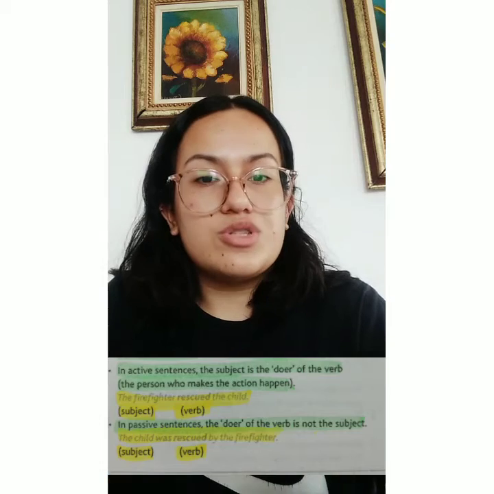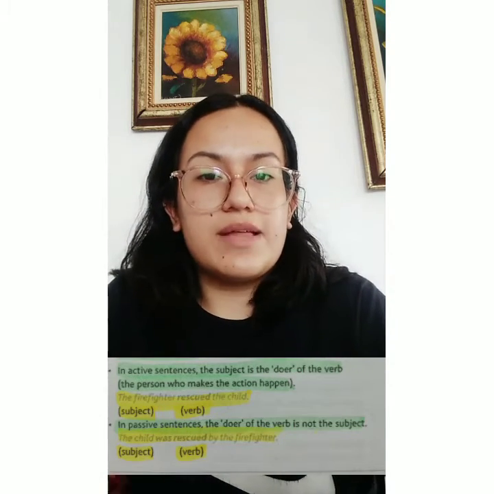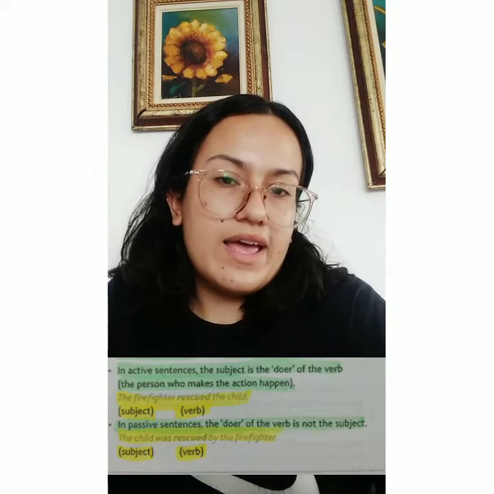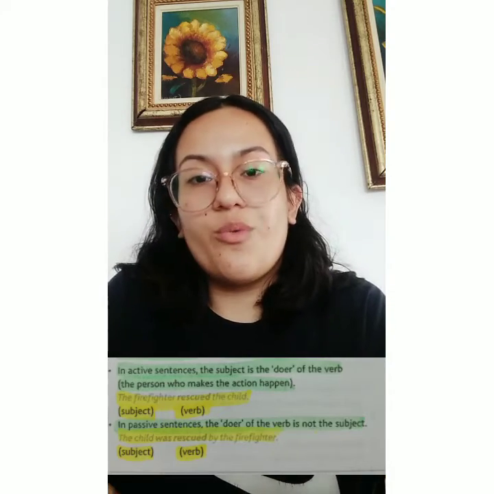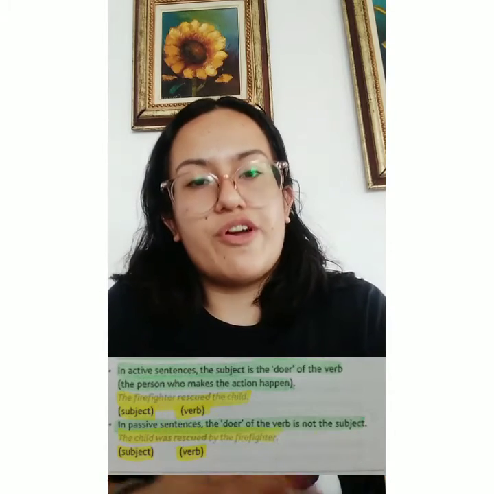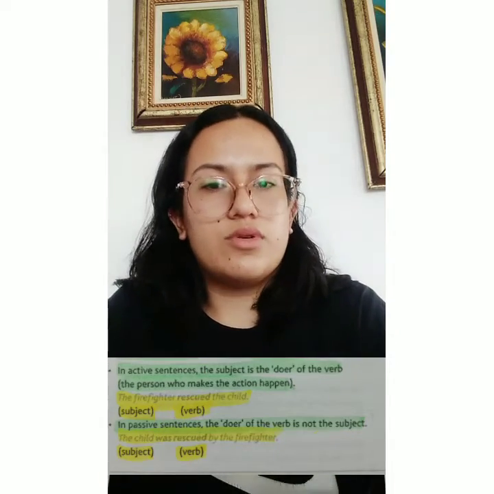And when we want to say who did the action of the verb in a sentence in passive voice, we use by at the end. So as you saw in the example, the child was rescued by the firefighter. So the firefighter is the doer, and we use by to say who the doer is.